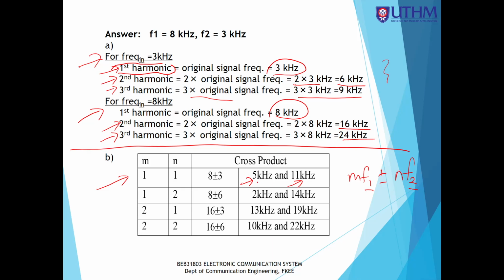5 kHz, we get 8 minus 3, we get 5. 8 plus 3, we get 11. So this is the difference frequency. This is the sum frequency.